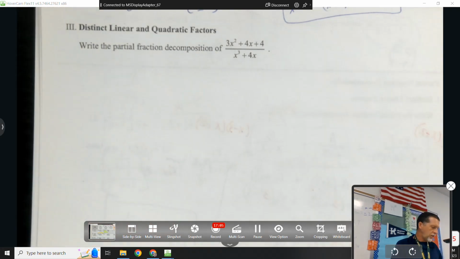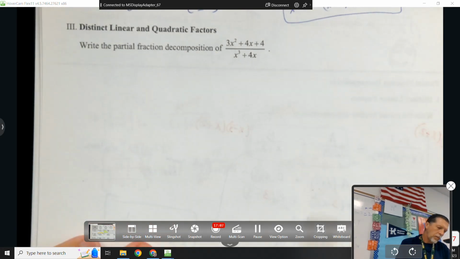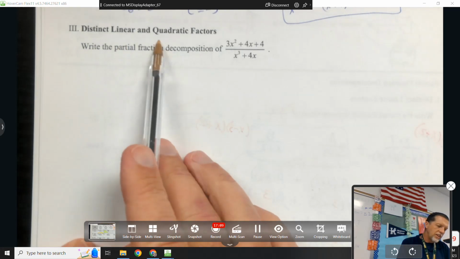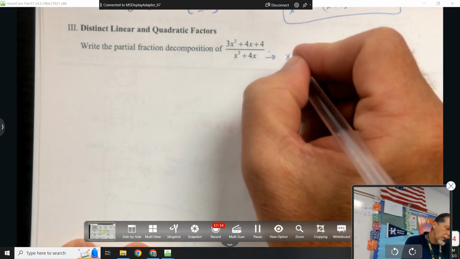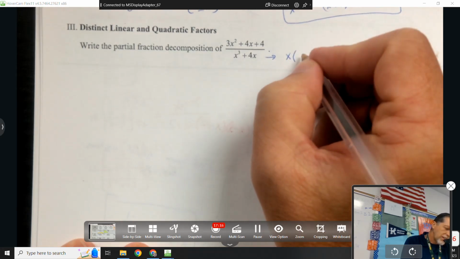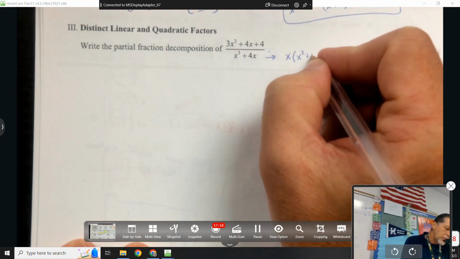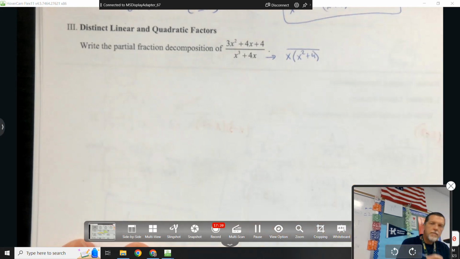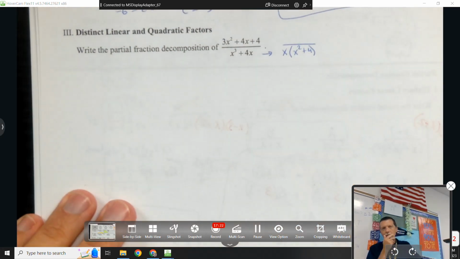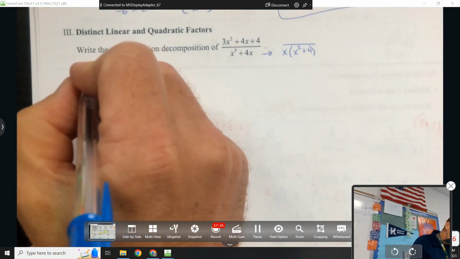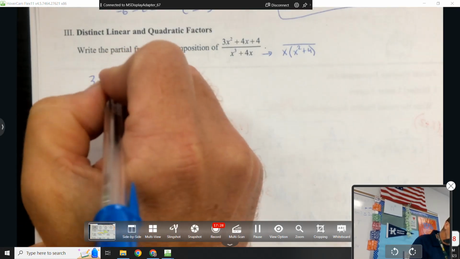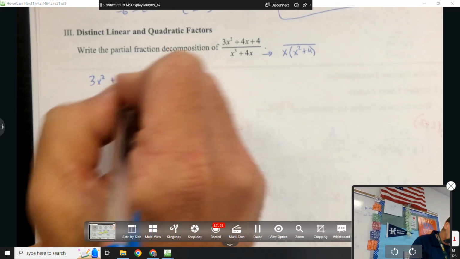All right, type 3 here. Distinct linear and quadratic factors. So let's factor the bottom here. Factor out an x. That leaves x squared plus 4. But I can't factor x squared plus 4. So let's see how we handle this.